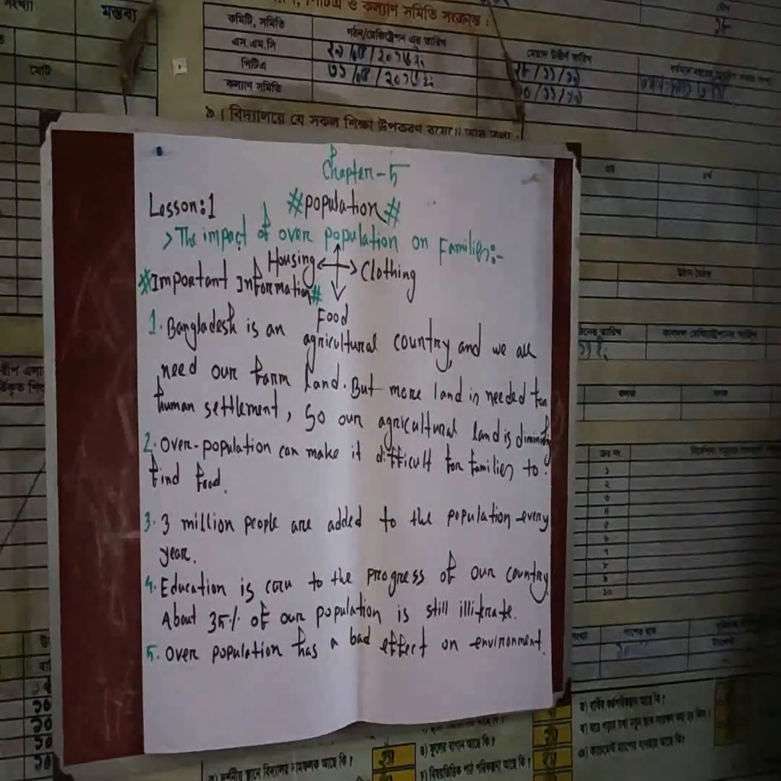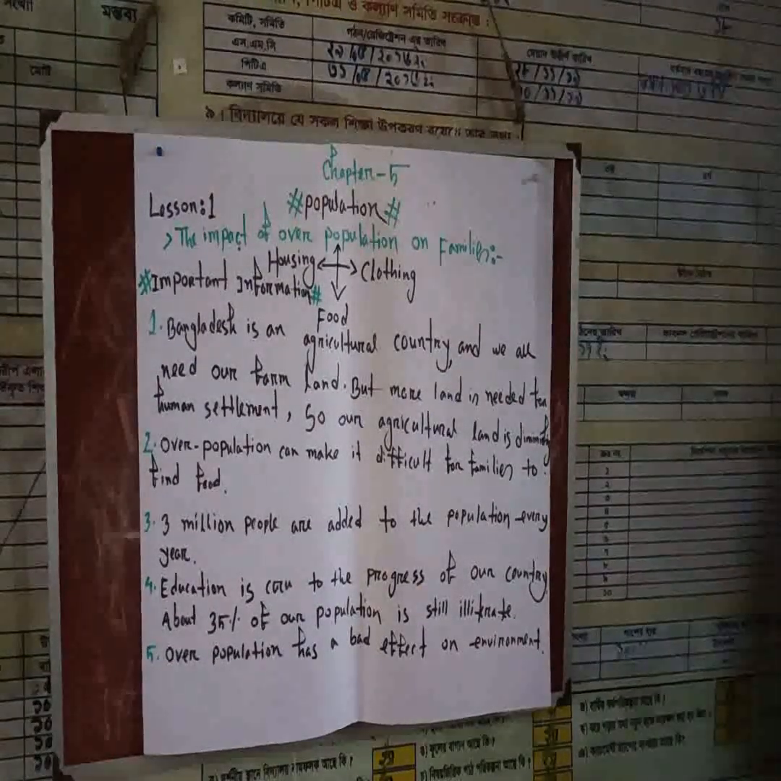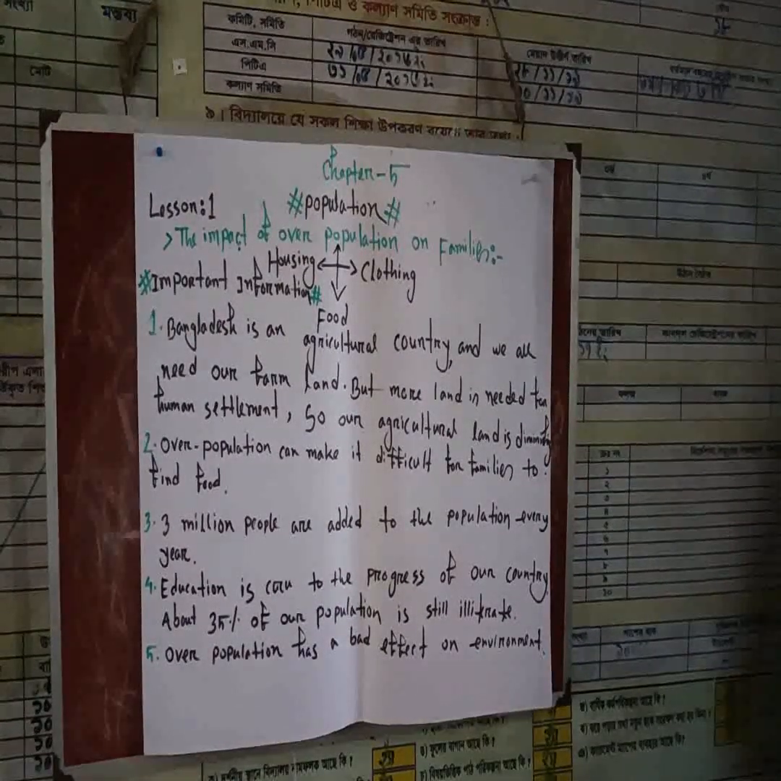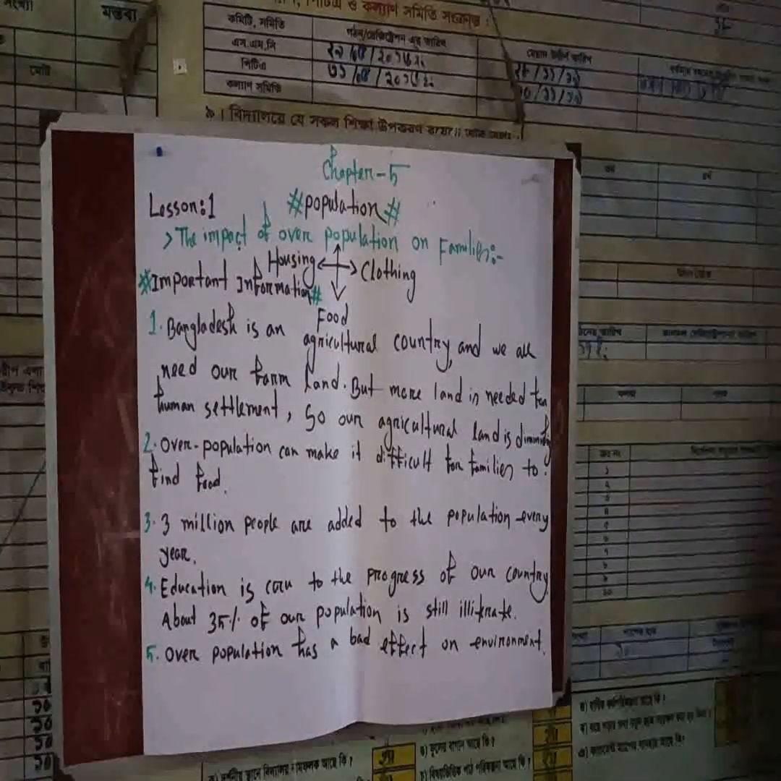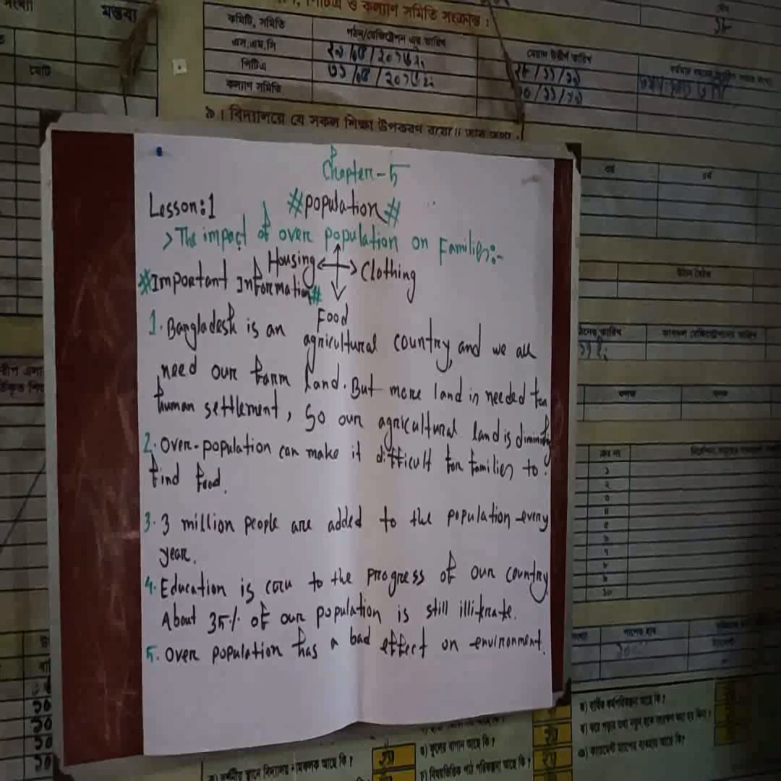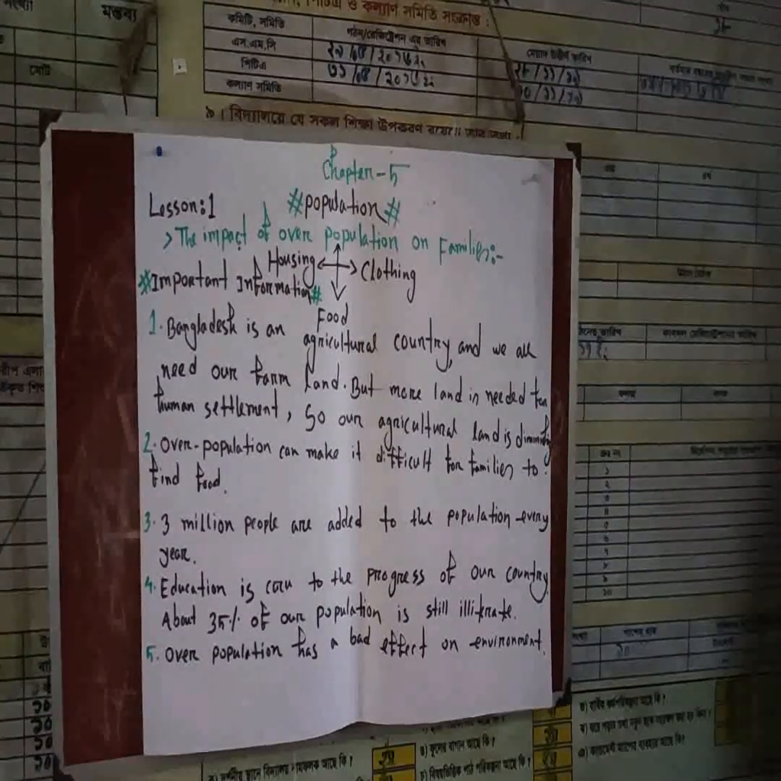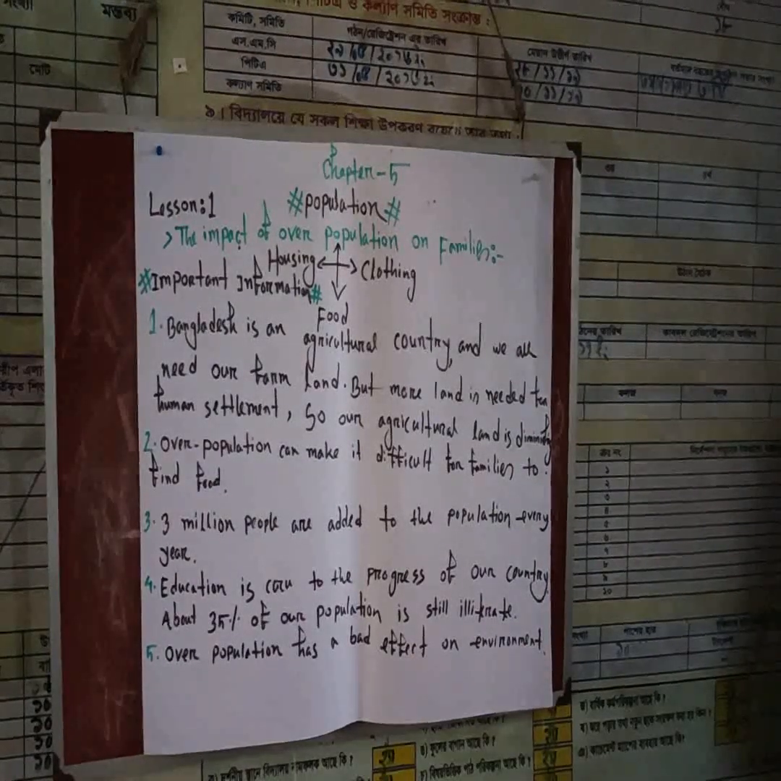Well, overpopulation has a bad effect on the environment. Apart from this, due to overpopulation, farming land is diminishing. People are cutting trees randomly to make human settlements. That's why our environment will face problems to provide oxygen here.